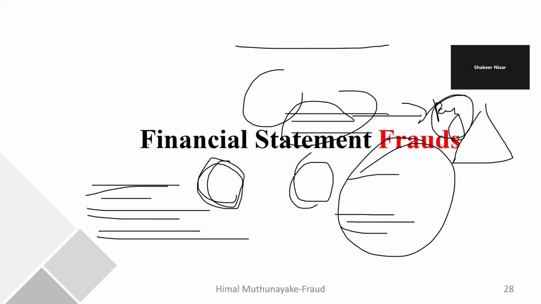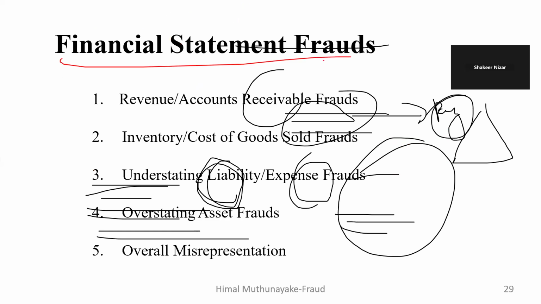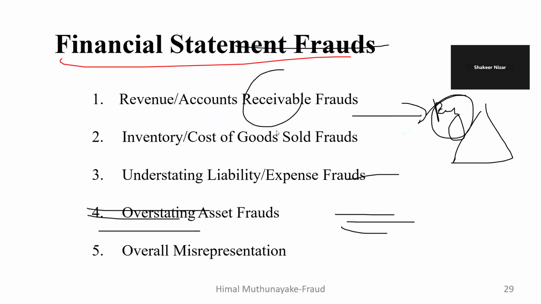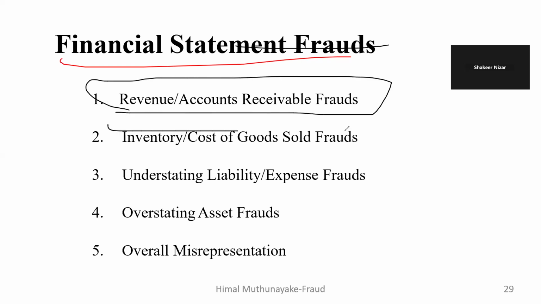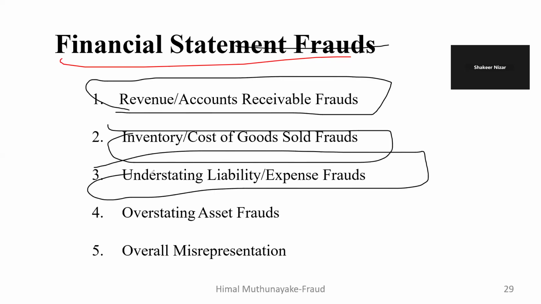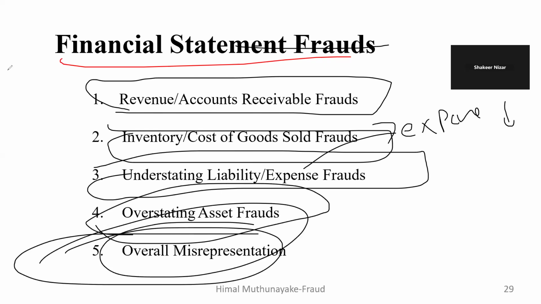Financial statement frauds, because the frauds are three types, no? Asset misappropriation, the common one. Then FS fraud, financial statement fraud, and what is the other? Corruption. FS fraud, financial statement frauds, you can see here: revenue and accounts receivable frauds, inventory and cost of goods fraud, understated liabilities, concealing liabilities, and understated expenses. You're understating expenses, overstating assets, overall misrepresentation, right?